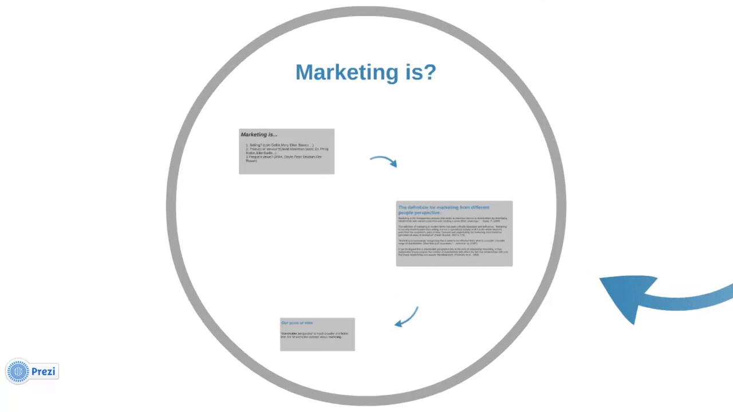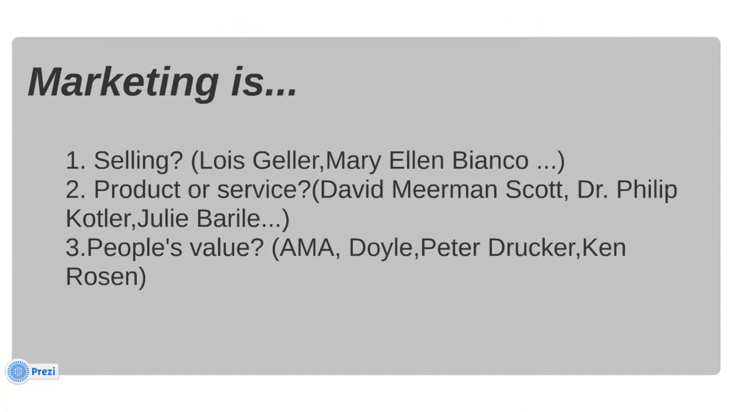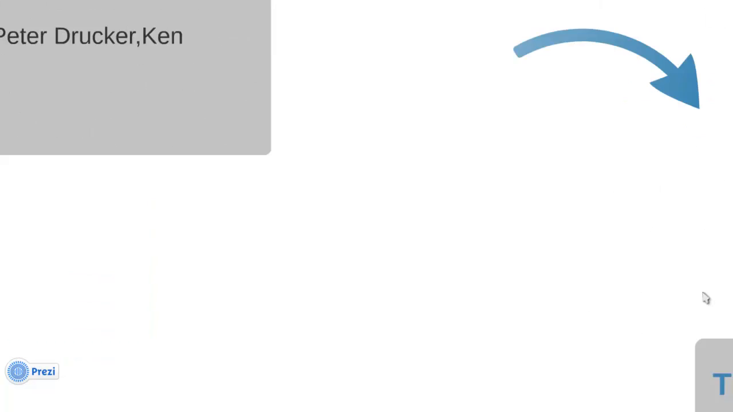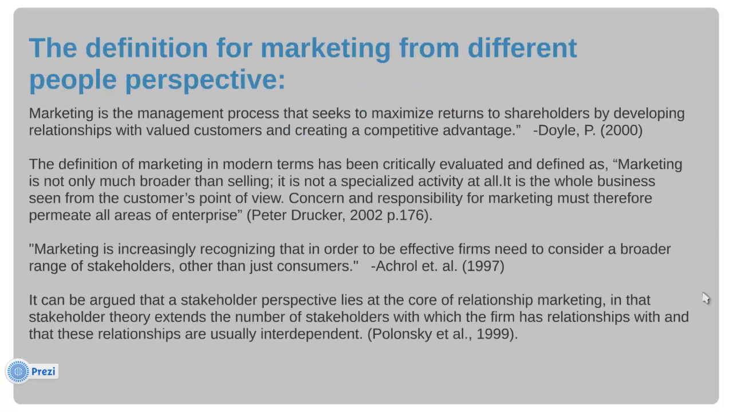Now we start on what is marketing. So marketing can be selling, it can be product or service, it can be people's value. To sum up with different definitions by different people, marketing is the only business which deals with various and different kinds of customers and relates to the buying and selling of goods. Now we'll see the definition for marketing from different people's perspectives.